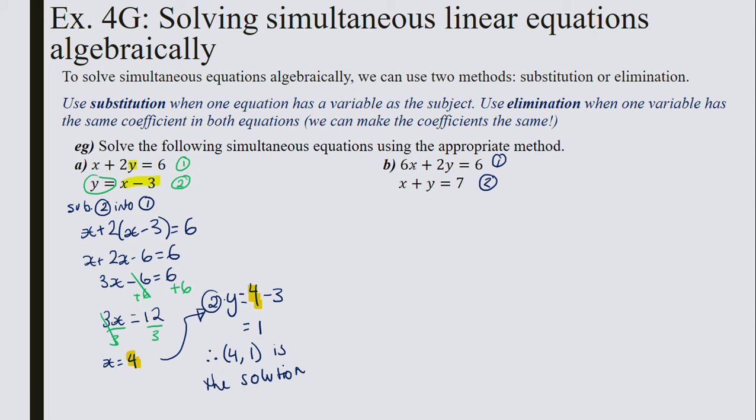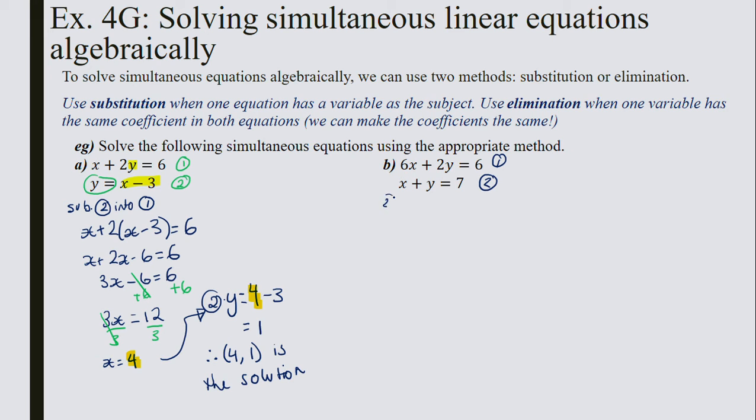However, x here has a coefficient of 6, and here a coefficient of 1, and here y has a coefficient of 2 and a coefficient of 1 in the second equation. So we can make them both the same.